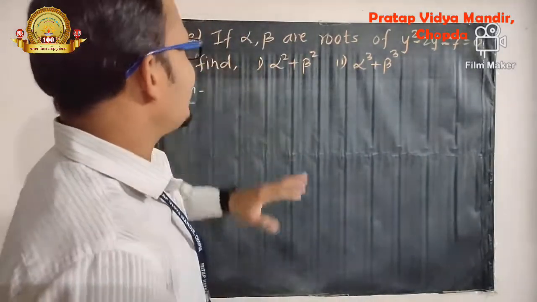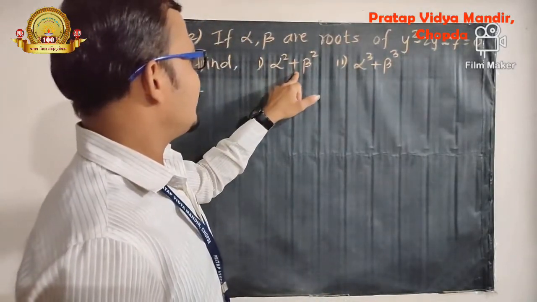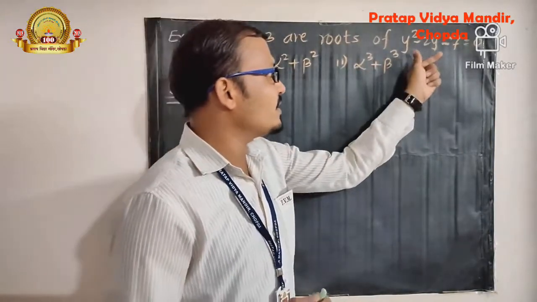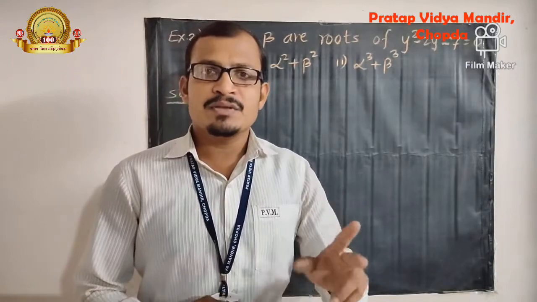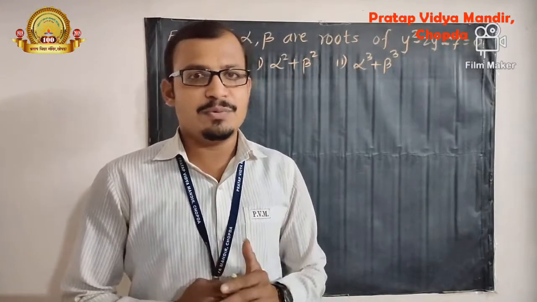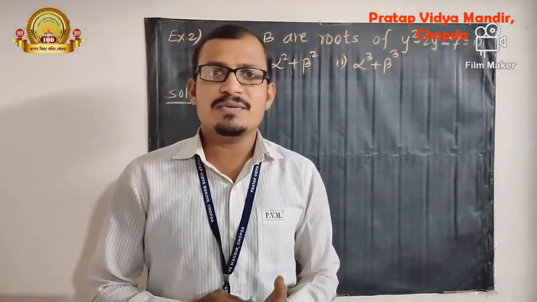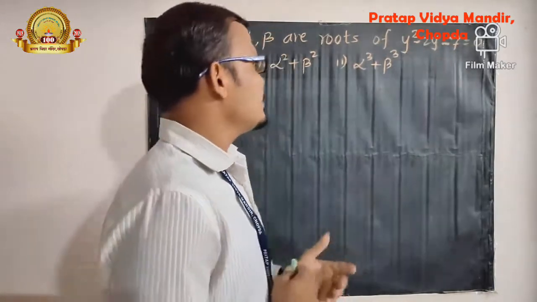Then our next question is from our practice set 2.5, and it is: if alpha and beta are roots of y square minus 2y minus 7 is equal to 0, find alpha square plus beta square and alpha cube plus beta cube. Friends, here we have given one quadratic equation y square minus 2y minus 7 is equal to 0, and we have to find the two values alpha square plus beta square and alpha cube plus beta cube. Before that, first we have to find two values alpha plus beta and alpha into beta. For that, we have to compare the given quadratic equation with the general form of quadratic equation ax square plus bx plus c is equal to 0, so that we get the values of a, b, c.